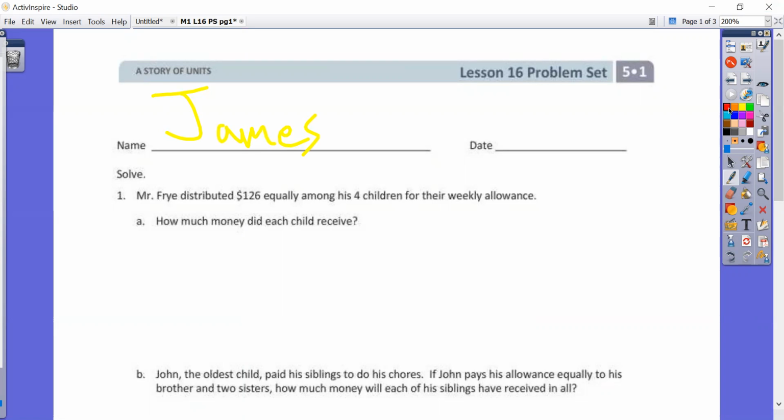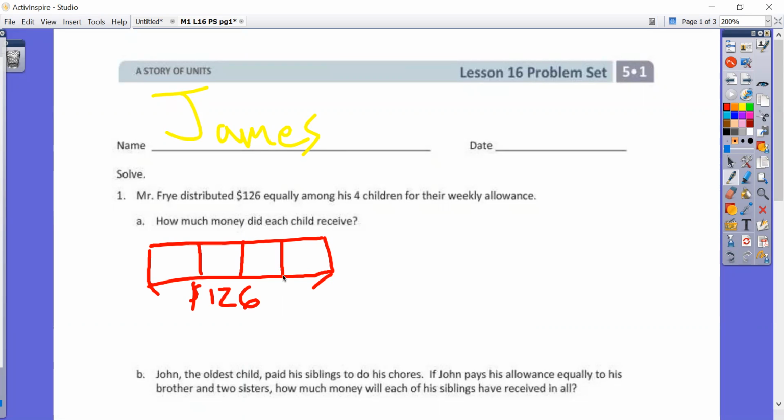So let's see. Mr. Fry distributed $126 equally among his 4 children for their weekly allowance. How much money did each child receive? So let's go ahead and make a tape diagram really quick. We know that altogether, Mr. Fry gave his 4 children $126. So we know that there's 4 kids, but we don't know how much each kid received.